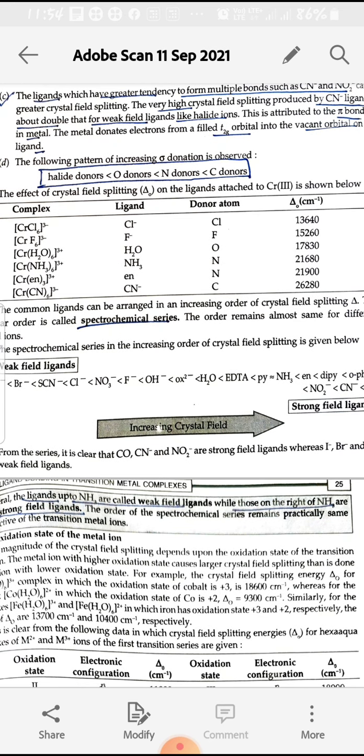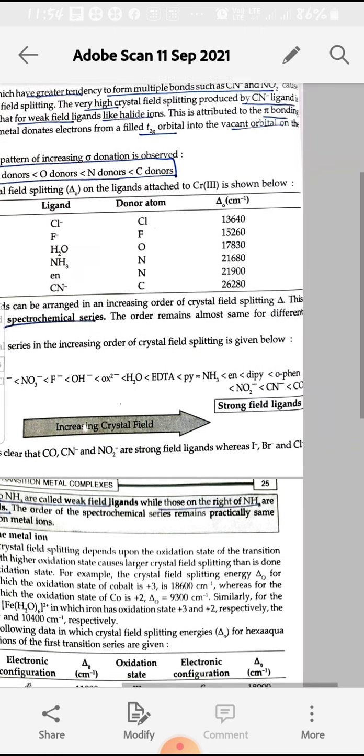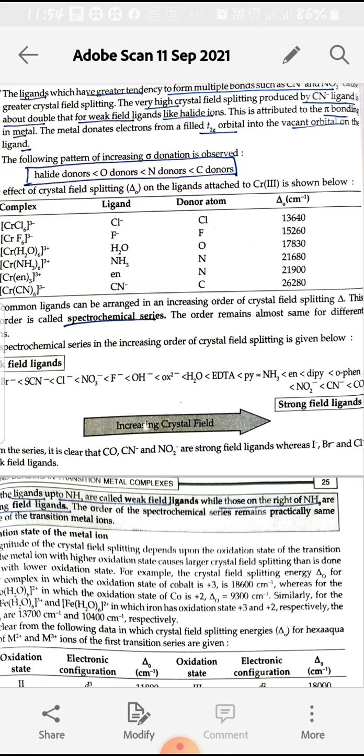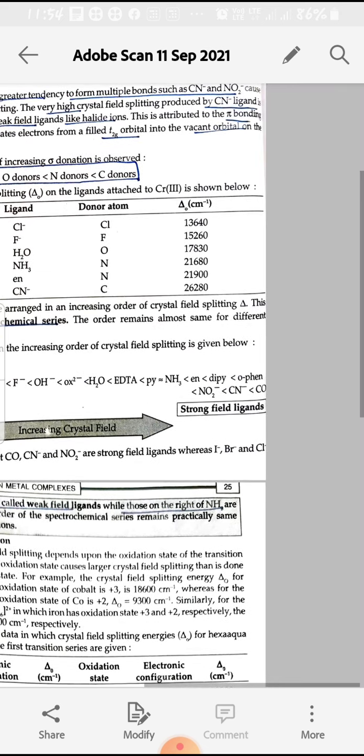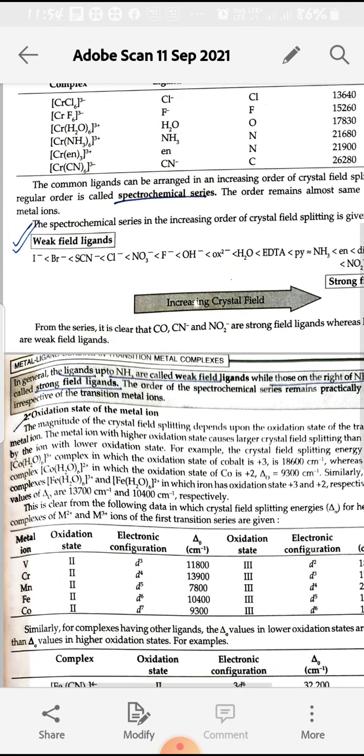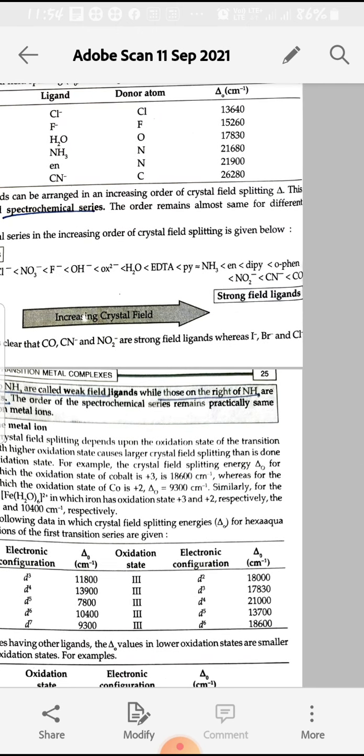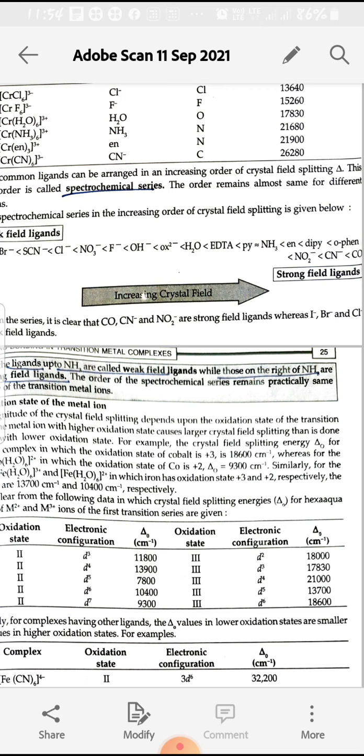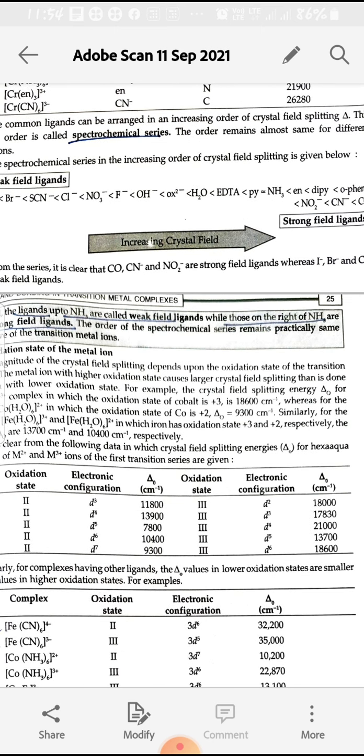For the ligands differentiation, we have the spectrochemical series. The spectrochemical series is an arrangement of ligands in the order of increasing crystal field splitting. For example, I negative, Br negative, SCN negative, Cl negative, all these are weak field ligands, whereas CO, CN negative, NO2 negative, orthophenanthroline, all these are strong field ligands. So this is the order of ligand strength. The greater the strength of ligands, the greater the crystal field splitting.